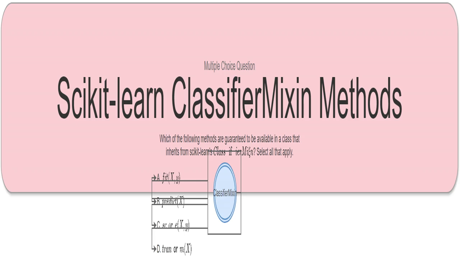I'm focusing on the ClassifierMixin class from the Sklearn library. It's a blueprint for creating classifier objects. We'll look at the methods that must be available in any class that uses this blueprint.